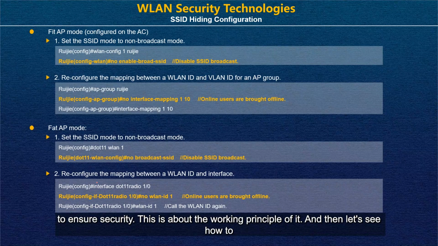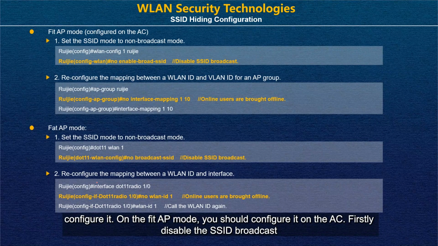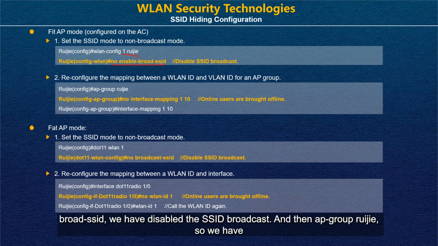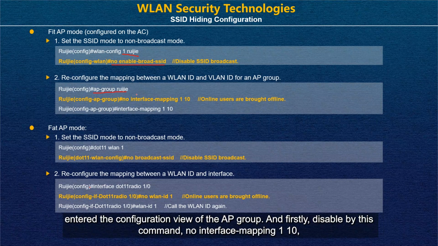Then let's see how to configure it. In Fit AP mode, you should configure it on the AC. Firstly, disable the SSID broadcast function in the WLAN config. WLAN config 1 Ruijie, which is WLAN 1, whose SSID is Ruijie. No enable broadcast SSID. We have disabled the SSID broadcast. And then ap-group Ruijie. So we have entered the configuration view of the AP group.